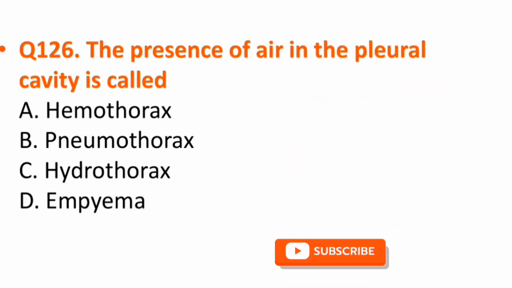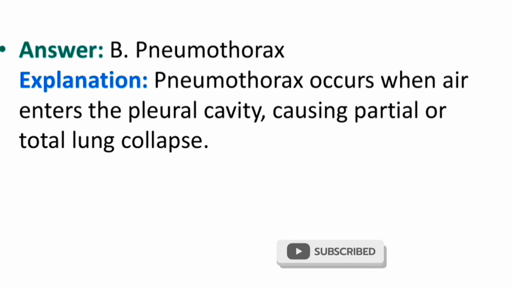The presence of air in the pleural cavity is called option A, hemothorax, option B, pneumothorax, option C, hydrothorax, option D, emphysema. The correct answer is option B, pneumothorax. Pneumothorax occurs when air enters the pleural cavity, causing partial or total lung collapse.